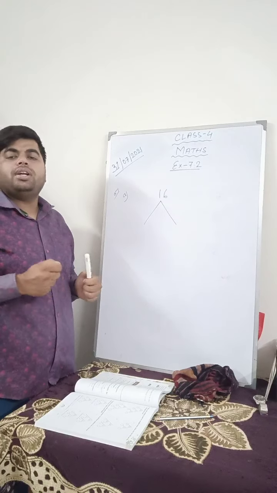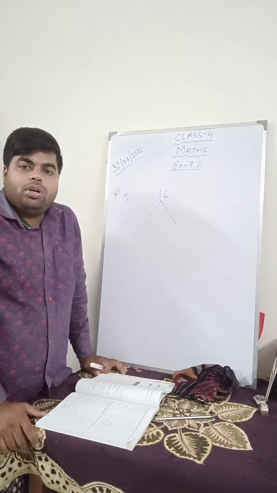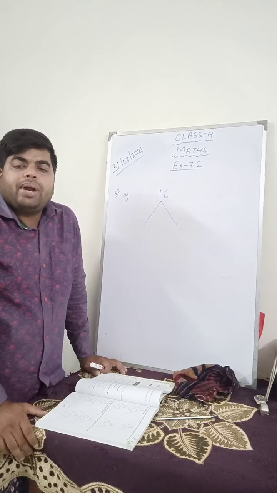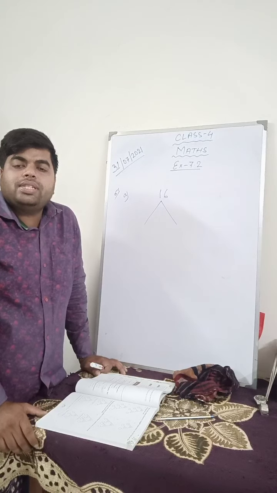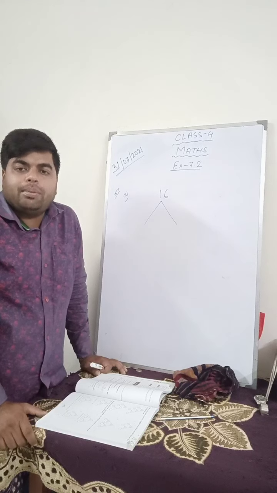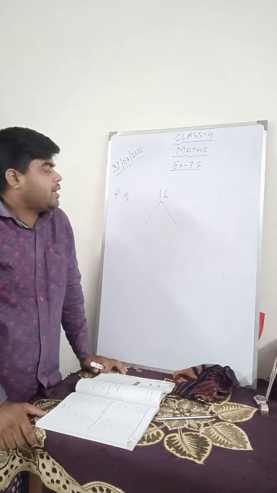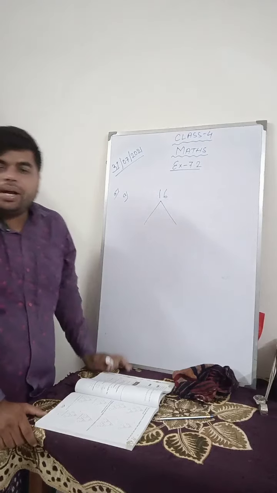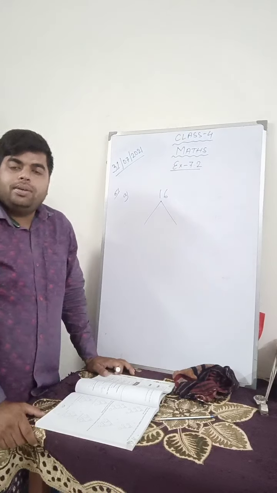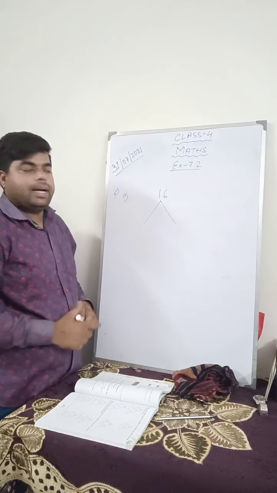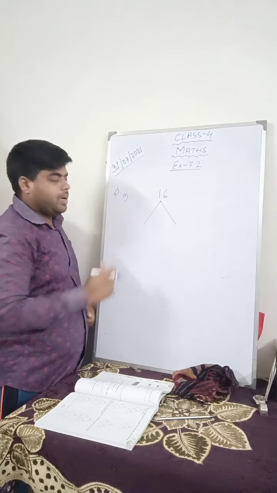Means you have to keep on dividing with prime numbers. I told you what a prime number is in the last class. Prime numbers are those numbers which are divisible by 1 and the number itself. So unless the number becomes a prime number, you have to keep on dividing, you have to keep on breaking that. So the first prime number is 2.